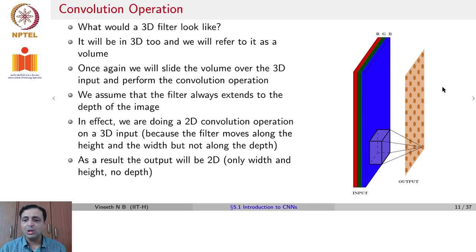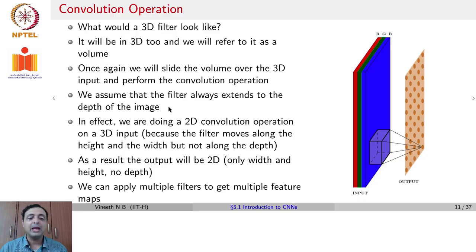Then can't you get a volume? Can't you get a 3D as output here? You can, even with this operation you can, by defining multiple filters. If you define multiple such filter volumes, for each filter volume, you would get one such output or one such feature map. And by using multiple filters, you would get multiple such feature maps, which together form a volume.